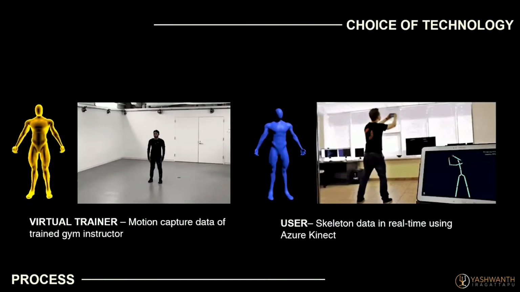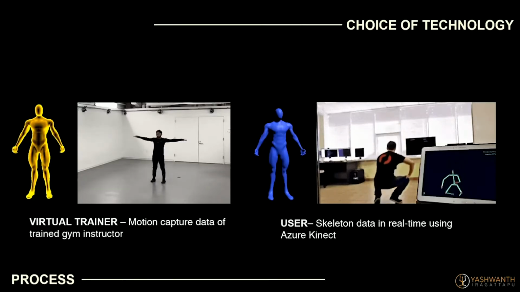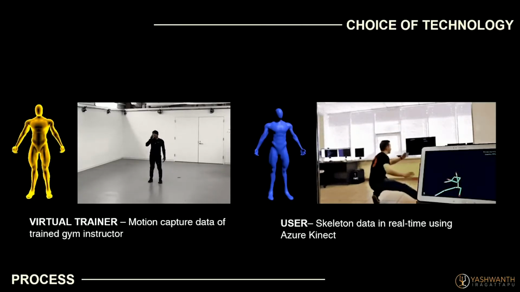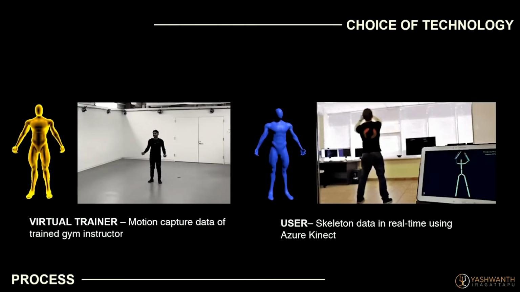In terms of technology, there are two aspects. One is the virtual trainer, which replicates the movements of a certified trainer captured in Motion Capture Studio, and the other is the user, the motion of which is captured using Kinect skeletal tracking in real time. Pose estimation and gesture recognition algorithms are used to tally these data points and provide real-time feedback during the experience.